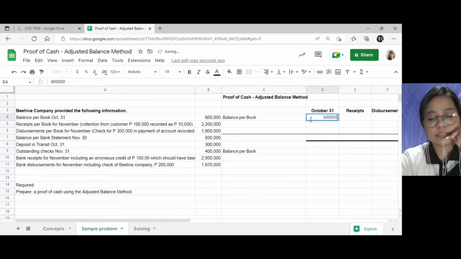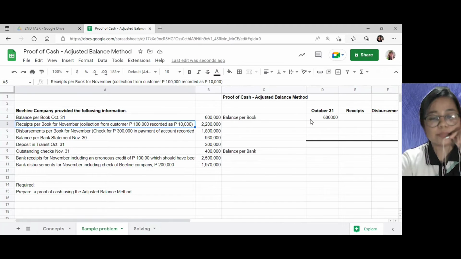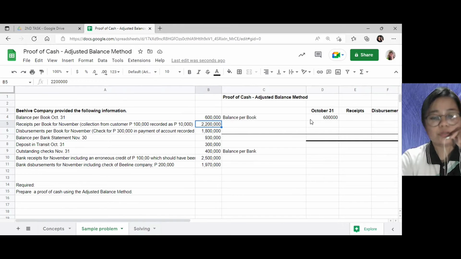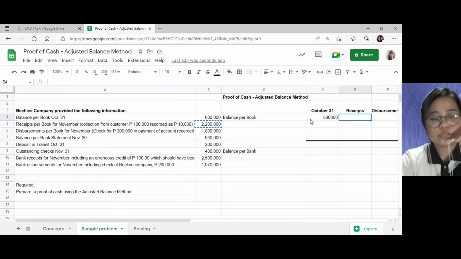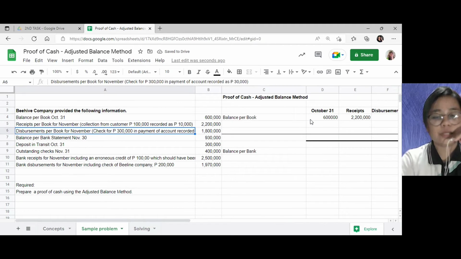Then for the receipts per book for November, we have here 2,200,000. And then we can see here that there is an additional information that follows into the statement. So later we will analyze the effect of those items mentioned here. For example, there is an additional information in a collection from a customer amounting to 100,000 that has been recorded as 10,000 pesos only. So most probably we have an error here. So let's try to address that later after we have done plotting all the beginning balances.